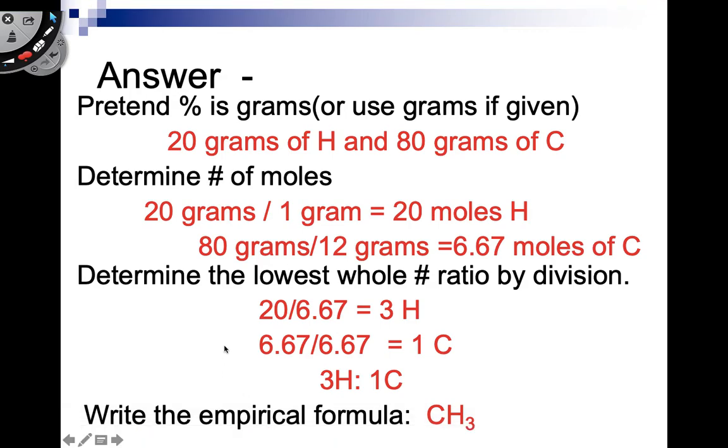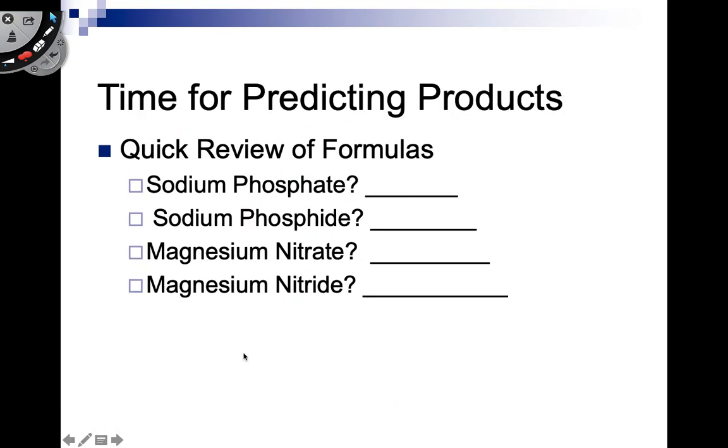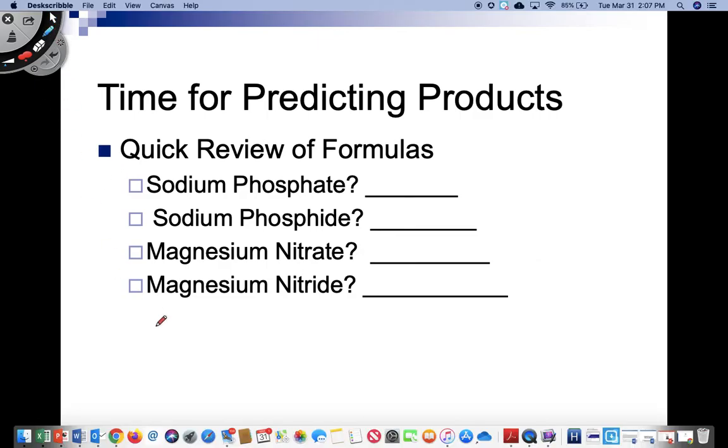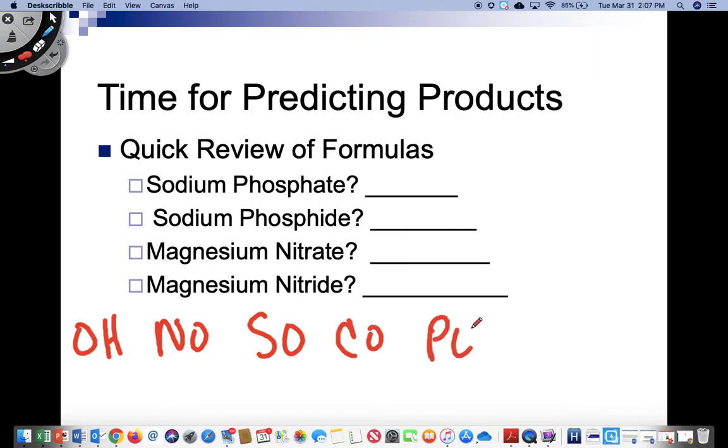All right, let's continue then. A quick review of formulas. Do you guys remember your polyatomic ions? Well, you should remember your polyatomic ions. So a quick review here of your polyatomic ions. OH, NO2, SO4, CO3, PO4, and NH4 is our little off to the side ion.